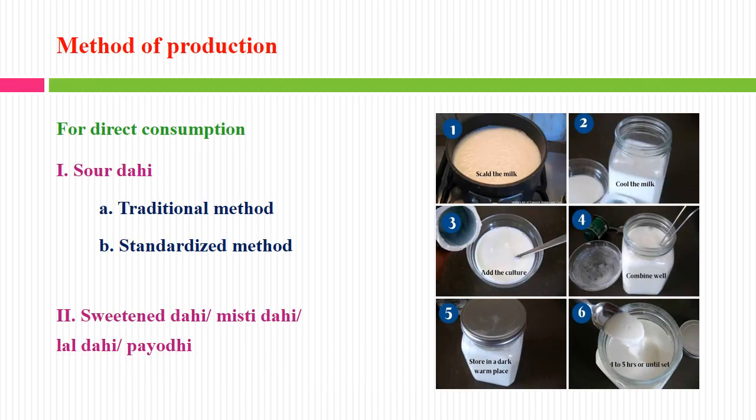Now we will discuss the method of production. Here we will discuss mainly the curd preparation for direct consumption. We will not discuss the preparation of makhan or butter, that is, the traditional curd from which they make makhan or butter by churning. We are discussing only the curd for direct consumption, in which I told there are two categories. One is sour curd or sour dahi, which is prepared in two ways: one is the traditional method, another is the scientific method. Similarly, for sweetened dahi or misti dahi, we will discuss the method of preparation.